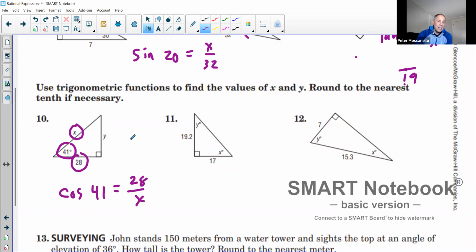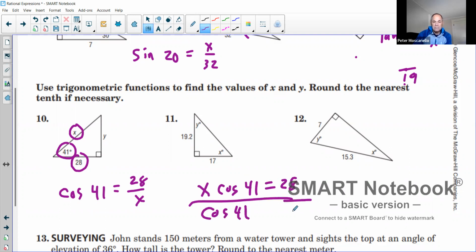Right? Could I have gone for y first? You could have. Multiply by x. x cosine 41 equals 28. Divide by cosine 41. So your x is going to equal whatever 28 over cosine 41 is. And again, with the phone, I'm going to do cosine 41.